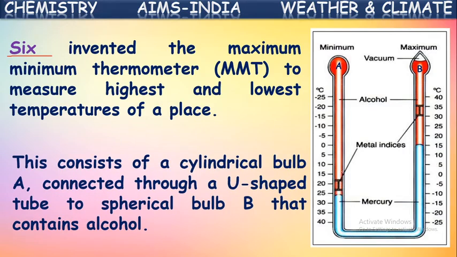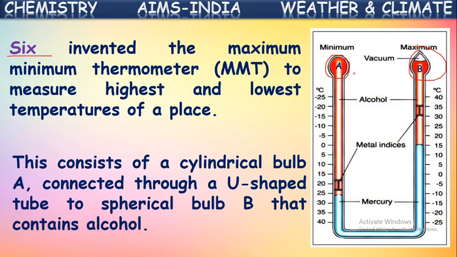So this maximum minimum thermometer consists of a cylindrical U-shaped tube. Did you find it? Yes, this U-shaped tube is connected to a bulb A at one end, and at the other end there is a bulb B. These are filled with alcohol. These red columns are alcohol. Here there is some vacuum.